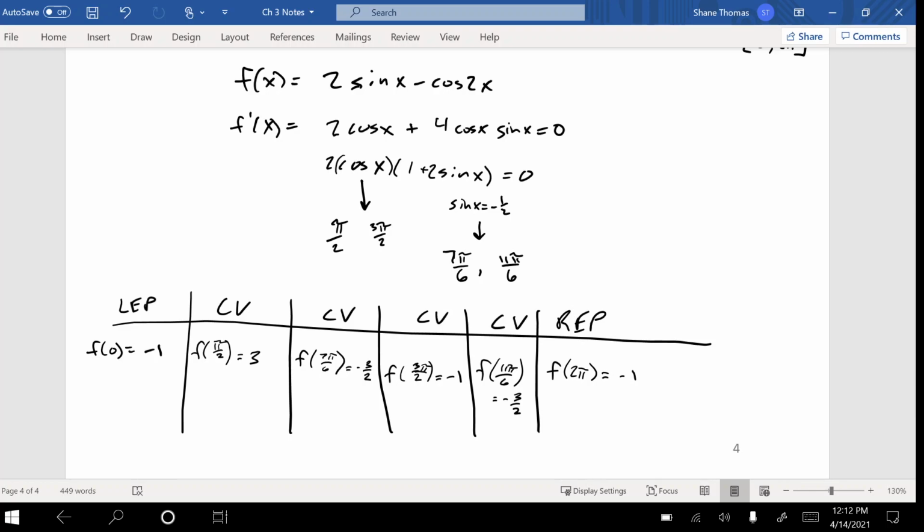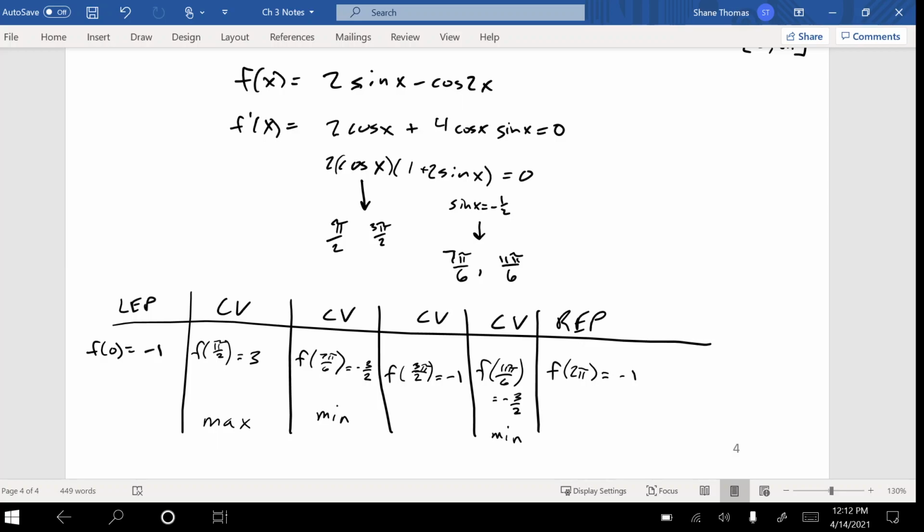All right, what's my biggest value? 3. What's my smallest value? -3/2. And I actually have 2 of those, don't I? So pi over 2 is my max. My min's are at 7 pi over 6 and 11 pi over 6.